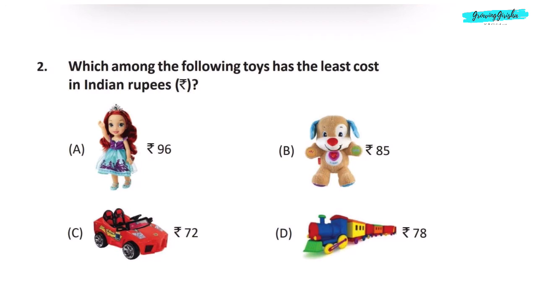Question 2. Which among the following toys has the least cost in Indian rupees? Option A. Doll cost 96 rupees. Option B. Teddy bear cost 85 rupees. Option C. Car cost 72 rupees. Option D. Train cost 78 rupees. And 72 rupees in option C is the least amount. So option C will be the correct answer.